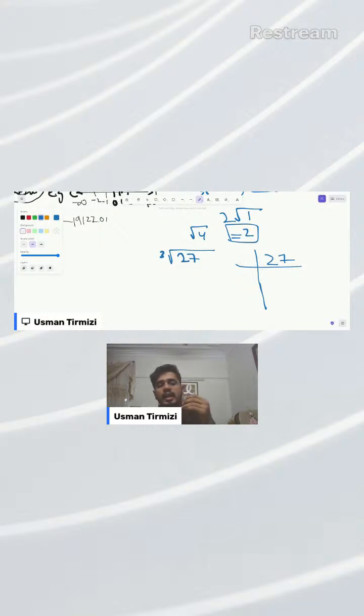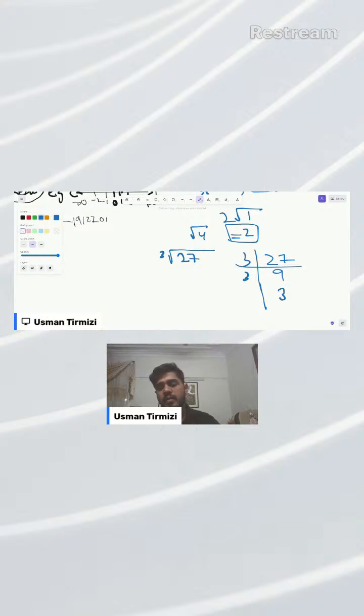So can 27 be divided by 2? No, it can't be divided by 2 because it's an odd number, and only even numbers can be divided by 2. So can it be divided by 3? Yes, it can be divided by 3. If it is divided by 3, we get 9, right? Can 9 be divided by 2? No, it can't be. Can 9 be divided by 3? Yes, it can be divided by 3. So we get 3 in the answer, right?